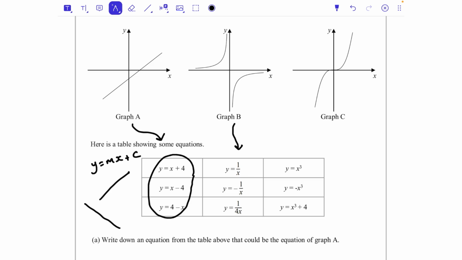Graph B is a reciprocal function. Now if it is positive, you get the reciprocal graph in these two quadrants. So that would be something like y equals 1 over x, or y equals 3 over x, or y equals 5 over x, whatever.